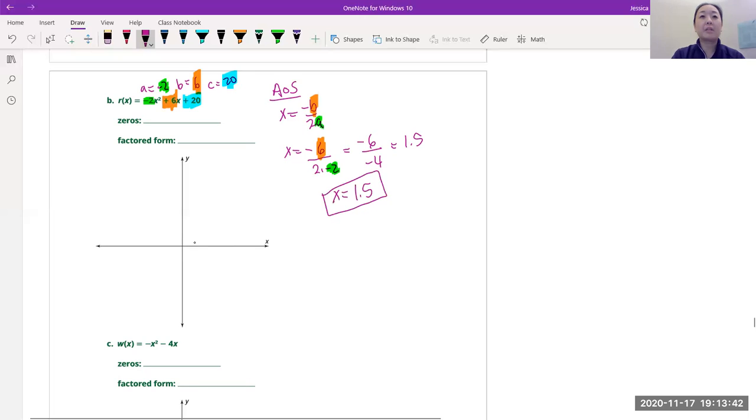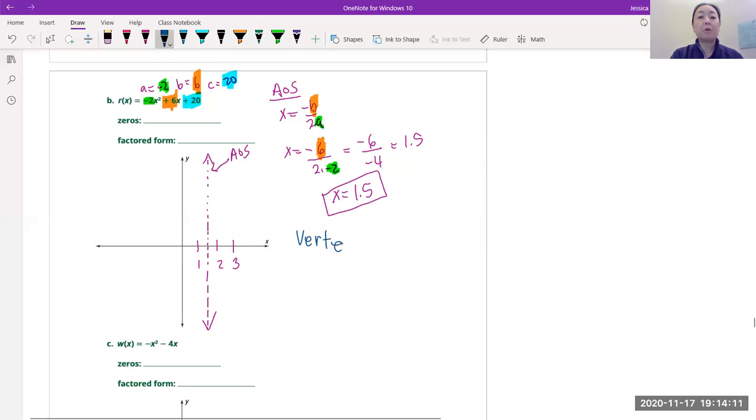So I'm going to draw that in there. Here's 1, here's 2, here's 3. My 1.5 is halfway in between. So there's my line, and I'm making it dotted because it's actually not part of the parabola. The other thing we needed to know was the vertex. Oh, I should probably write down the AOS. And then my vertex.